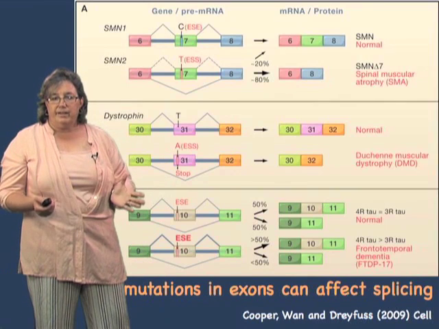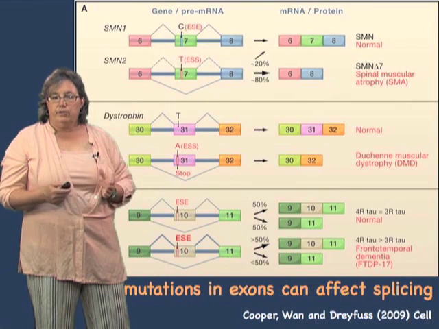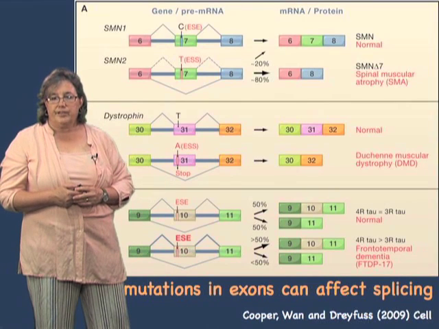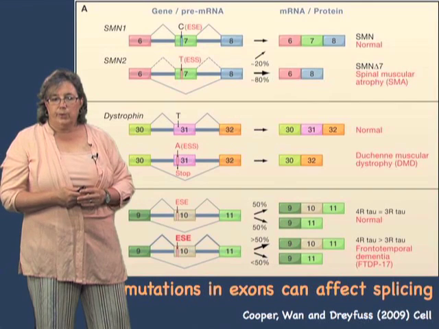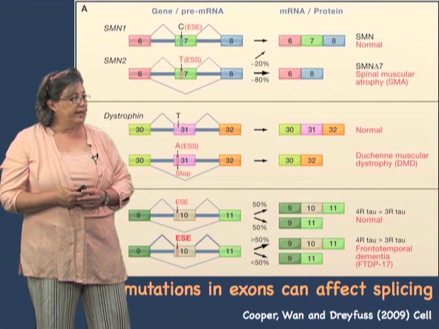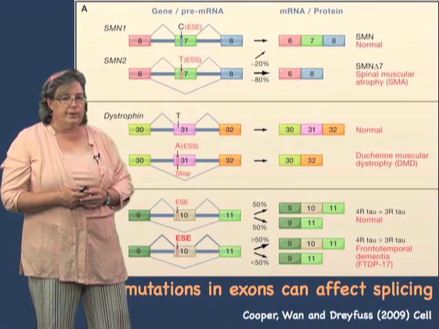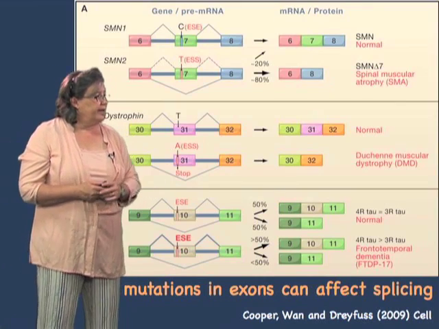So if you're lacking the SMN1 gene, then you do not make enough of the SMN protein. And children who do not make enough of this protein have problems with development of their motor neurons and have spinal muscular atrophy.